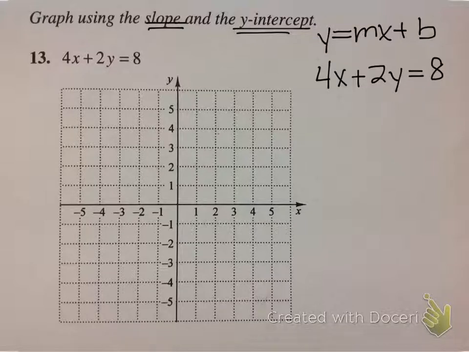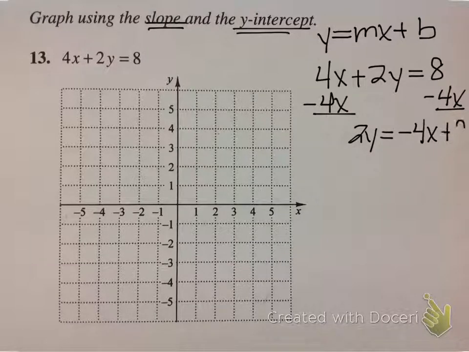Right now I don't know what they are because it's not in the proper form. So I got to get y by itself, so I'm going to move my x term. I'm moving the whole term, so I'm going to subtract 4x from both sides. That's going to leave me 2y equals my x term, which is minus 4x, plus my constant, or my number. Finally, I'm going to have to divide everything by 2 to get y by itself.